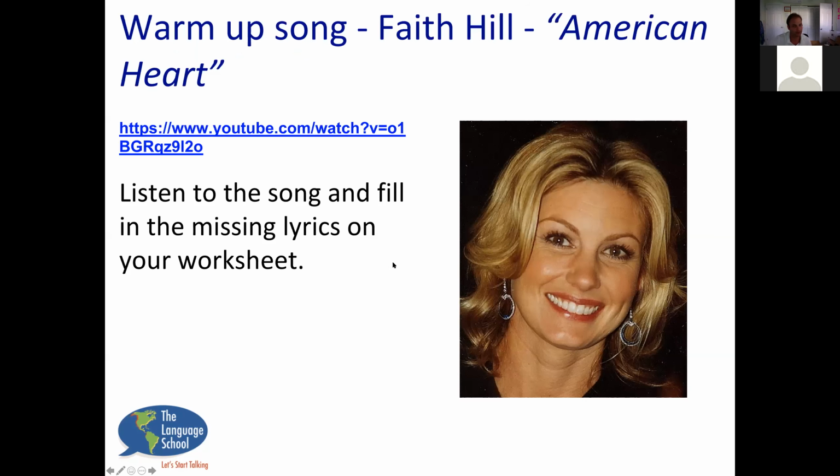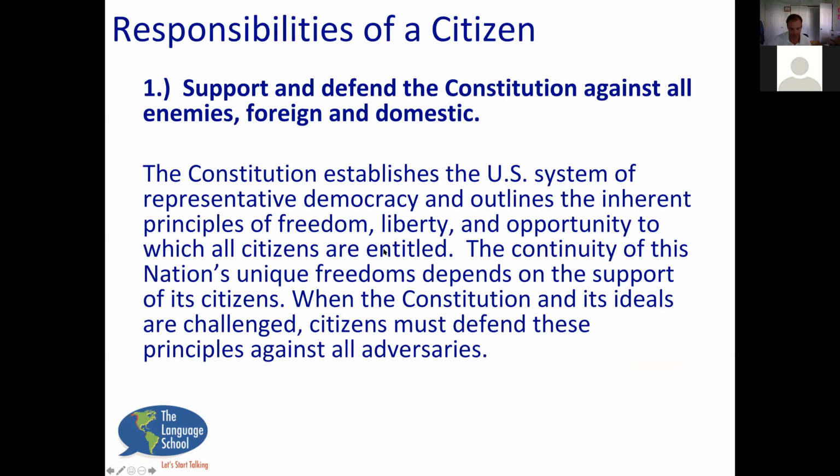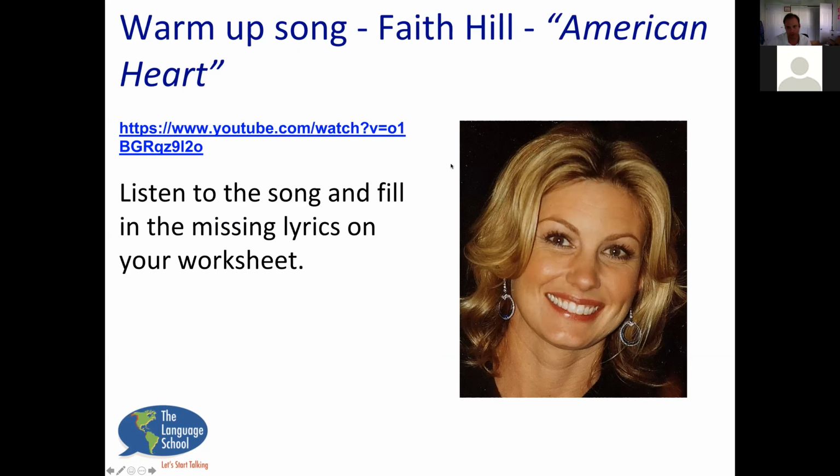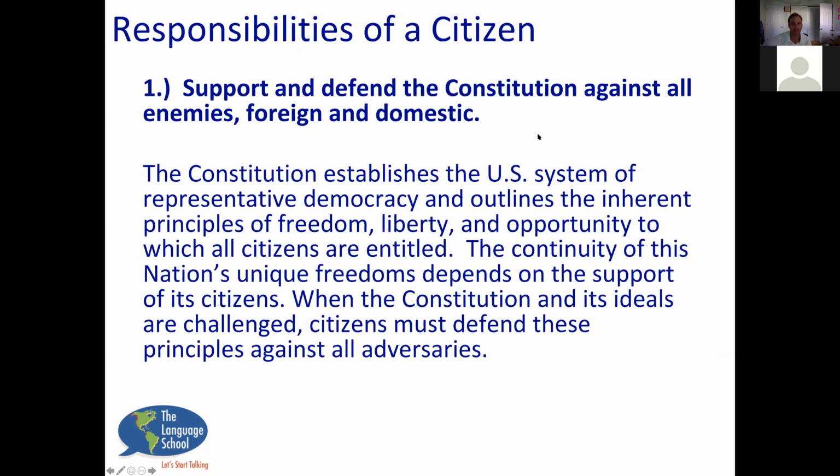Okay, teacher. Let's see here. It says there's a worksheet. Let me see if I can find the worksheet. I don't see the worksheet in here. No, I don't have the worksheet. Okay, we're going to skip this activity because I don't see the worksheet in here. All right. Why don't you read this to me, Eduardo?